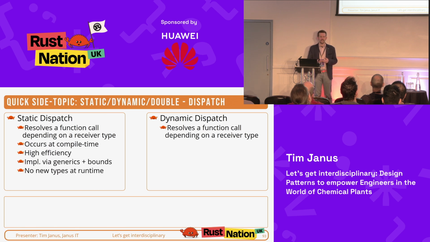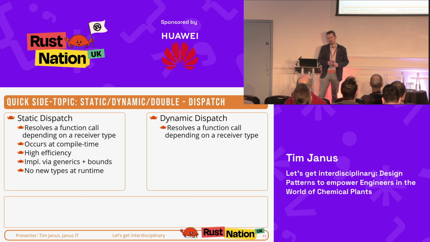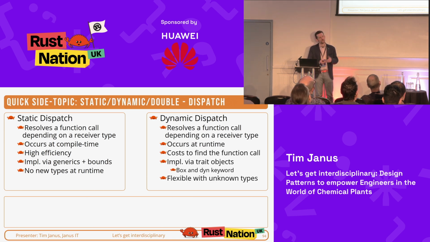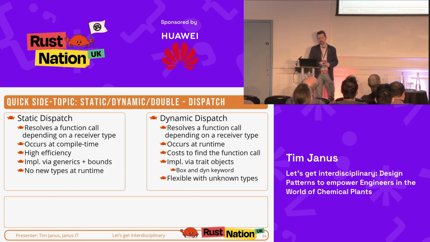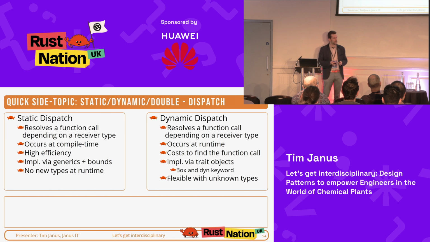Static dispatch, on the other hand, really uses generics and defined types at compile time. It's very efficient, and that's how you do it in Rust with generics and bounds. There are no new types at runtime, so the manufacturer cannot plug in some functionality. Therefore, you need dynamic dispatch, which occurs at runtime, but therefore you normally have a table of function pointers and an indirection stored in the data structures. In Rust, you would use a trait object, which is like putting your traits into a box with a shared pointer onto the heap and using the dyn keyword. Then you get some flexibility with unknown types.